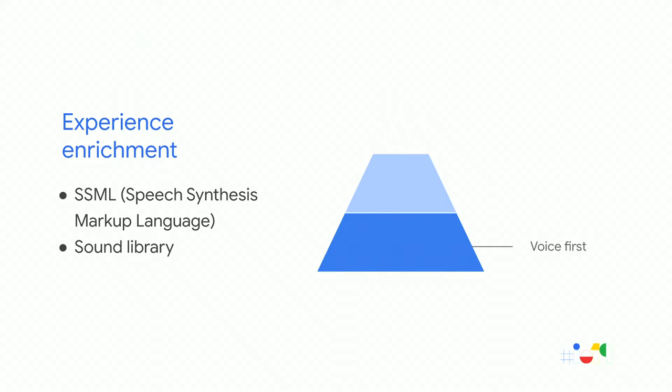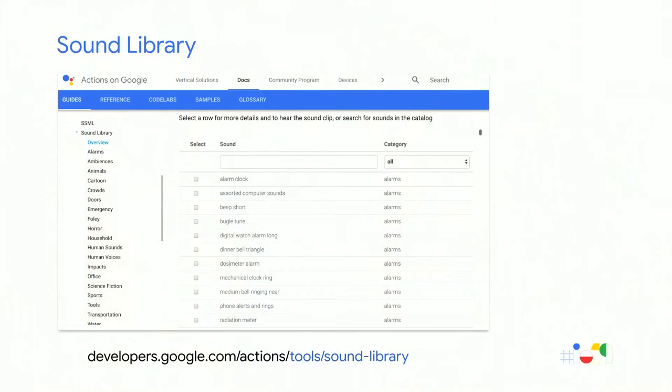Second one is for developers who don't have a professional audio team. We at Google provide you the sound library you can use to create that immersive experience. What I like about the sound library is it's organized by categories. You can find animal sounds, cartoons, science fiction. It's even searchable. So another thing is it's completely free. So take advantage of them and use it in your game or any categories of actions.